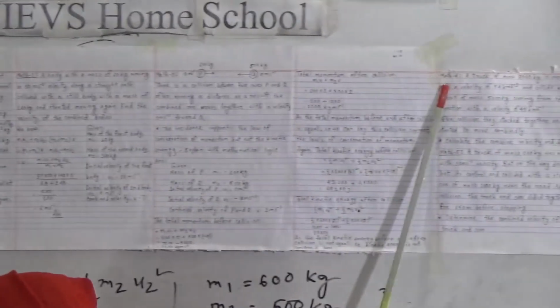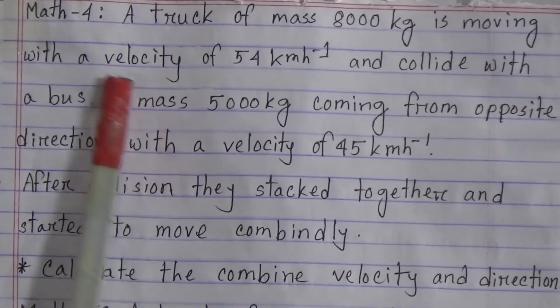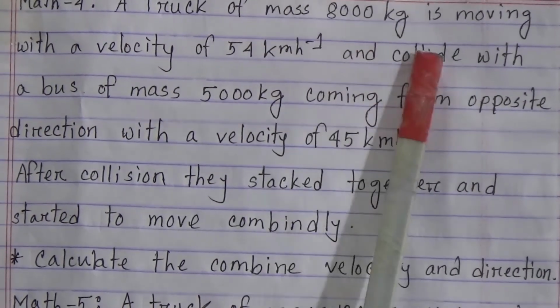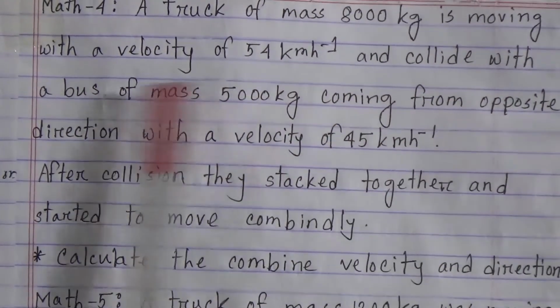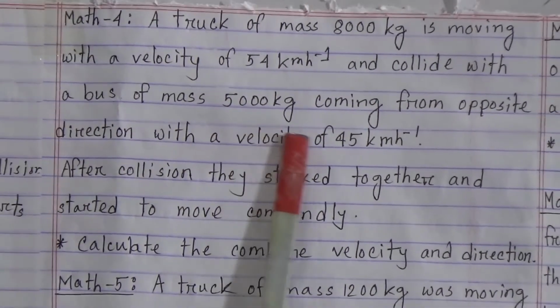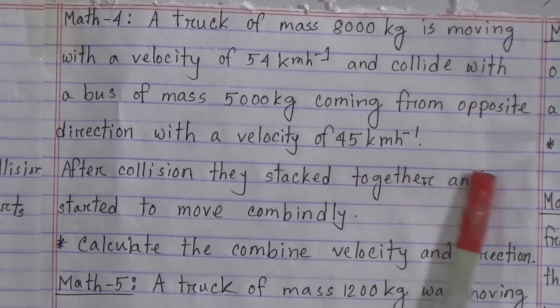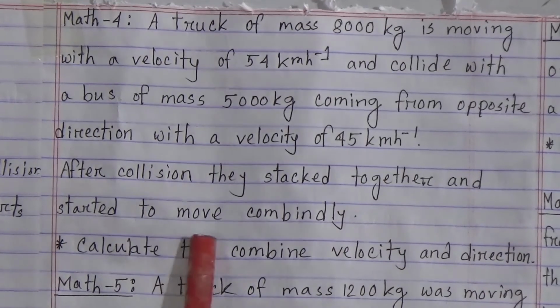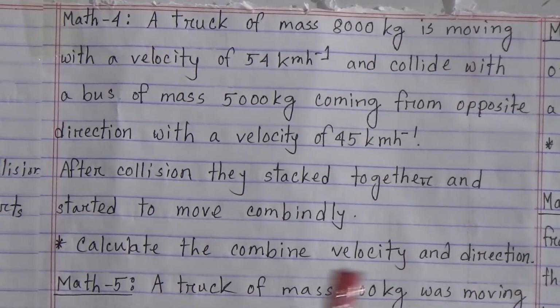And now come to mathematical problem number 4, 5 and 6. What is the question? See, number 4: a truck of mass 80,000 kg is moving with a velocity of 54 km per hour and collides with a bus of mass 5,000 kg coming from the opposite direction with a velocity of 45 km per hour. After collision, they are stuck together and move combinedly. Calculate the combined velocity and direction.